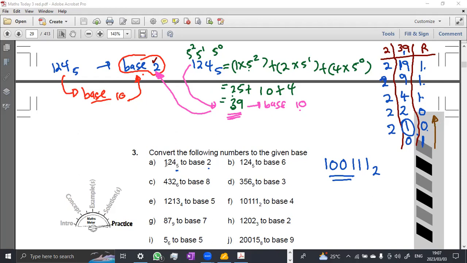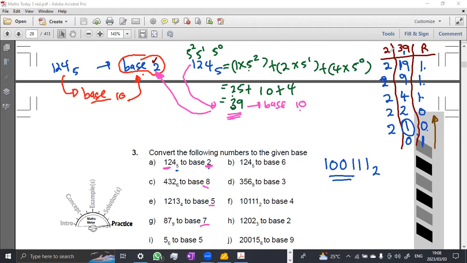Yes, I'm getting it. So that is our 124 in base 5 converted to base 2. All these numbers, we can simply convert them to base 10. After converting to base 10, we can convert to whatever base, whether it's base 8, base 5, or base 7. To convert from base 10 to that base, we divide by the base throughout, noting the remainders.